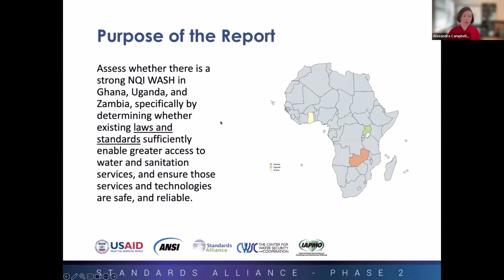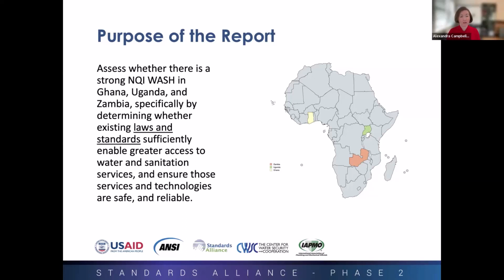So the purpose of this research was to understand whether or not there was a strong NQI WASH in Ghana, Uganda, and Zambia, and specifically focusing on the law and standard side. So we were looking to determine whether or not existing national level laws and standards sufficiently enable greater access to water and sanitation services, and then also ensure that those services and technologies are both safe and reliable. So there's those two components.